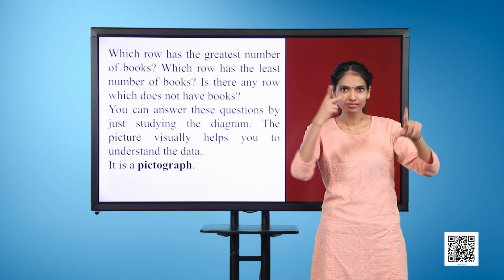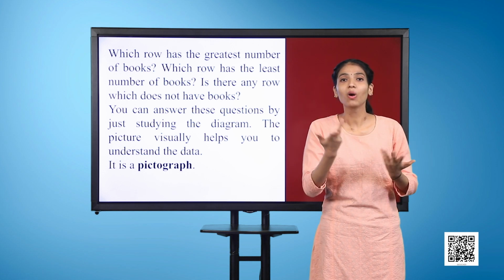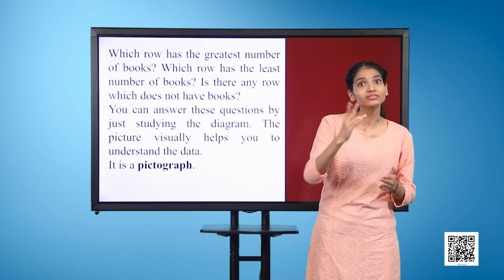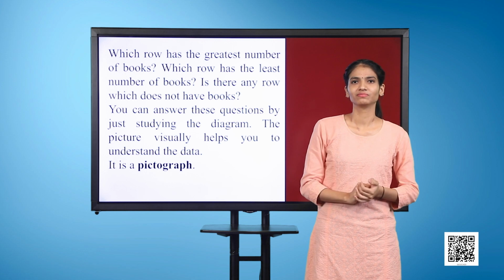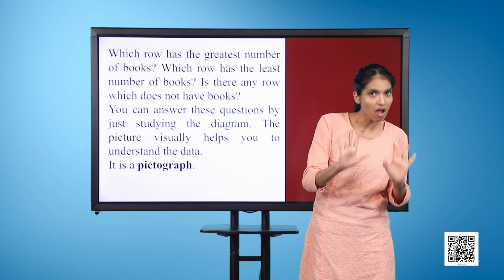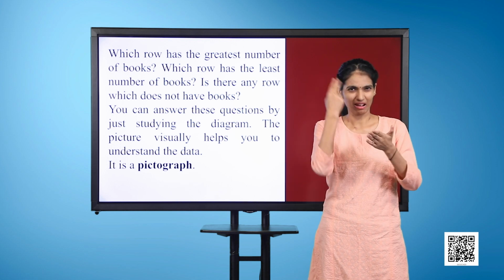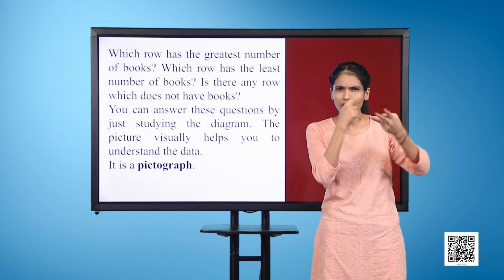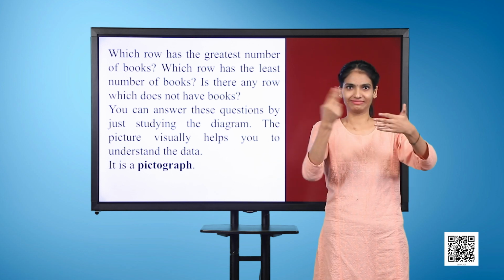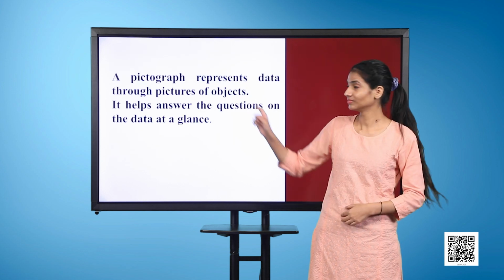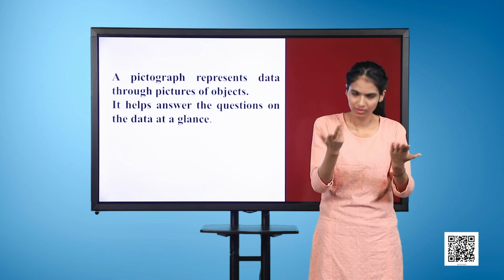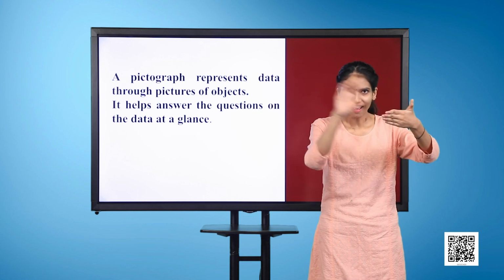Which row has the greatest number of books? Which row has the least number of books? Is there any row which does not have books? You can answer these questions by just studying the diagram. The picture visually helps you to understand the data. It is a pictograph. A pictograph represents data through pictures of objects. It helps answer the questions on the data at a glance.